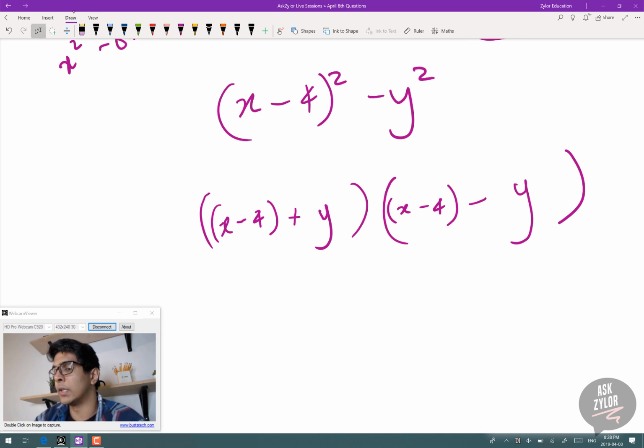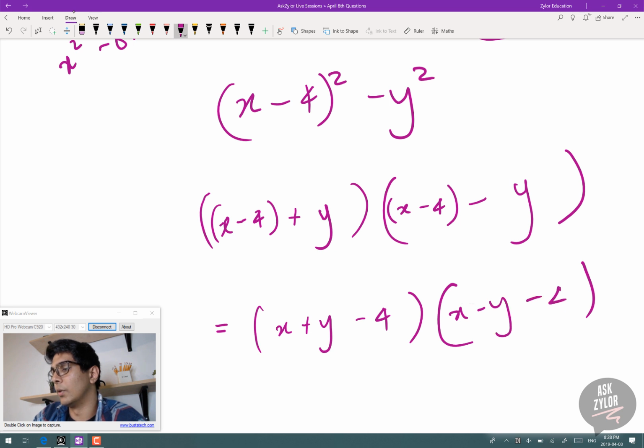So once again, we're just doing questions that students have been sending in. If you have any questions, please feel free to send them in. So this equation just simplifies to x plus y minus 4, and x minus y minus 4.